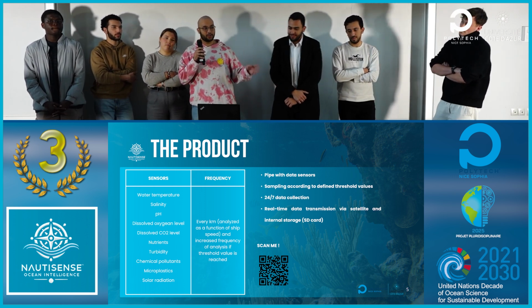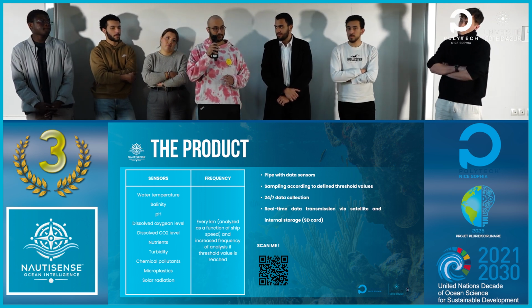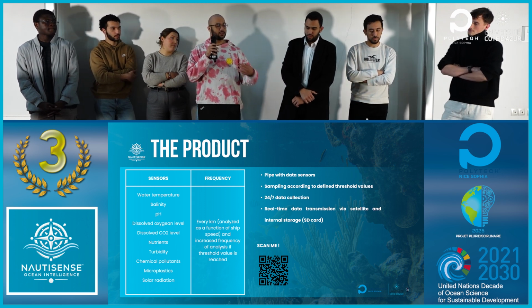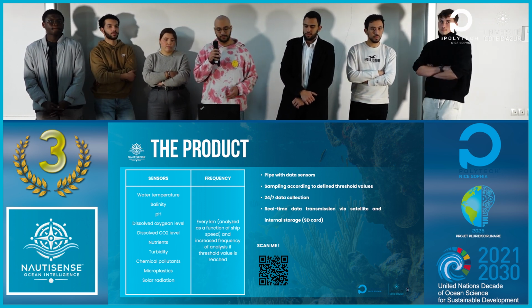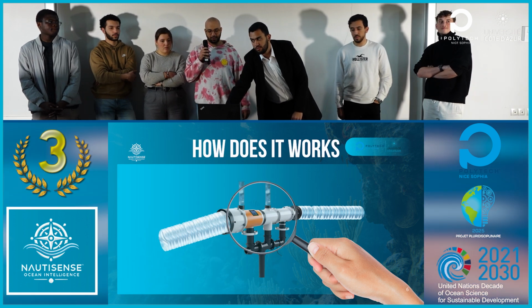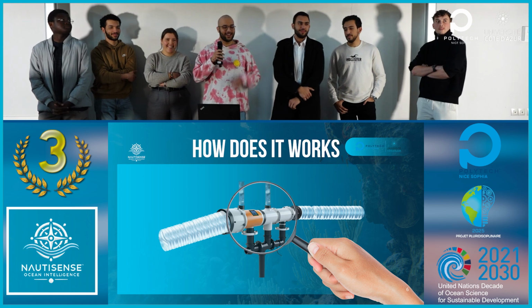The sampling frequency will be every kilometer, except if an anomaly is detected by the sensors. Then we're going to increase the frequency so that we can have more data on the anomaly. So, a pipe with data sensor sampling. Anyway, let's have a look inside and see how it works.